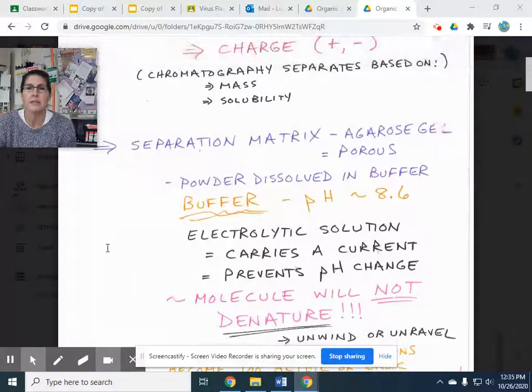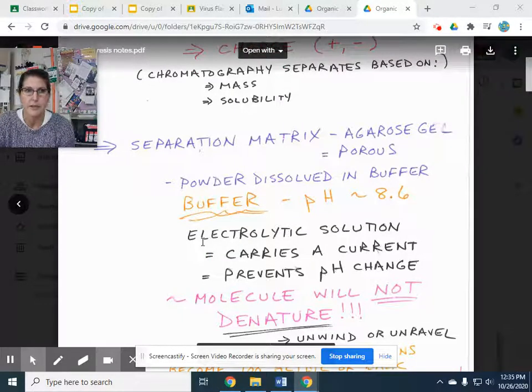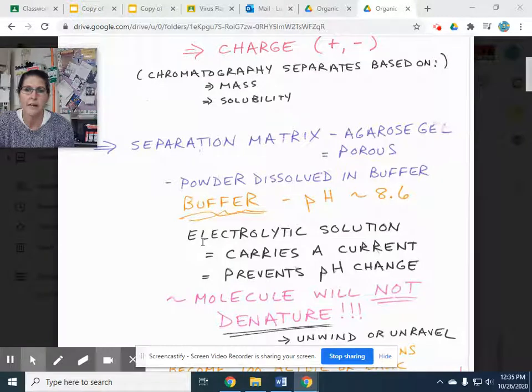Another reason we need this electrolyte solution or buffer is because it carries current. It's kind of like a Gatorade solution. You can think of it like that. So besides preventing pH change, it's going to allow us to carry the current. You guys are going to hook up to little voltage boxes and run a current through those particular gels so that molecules will be able to move.